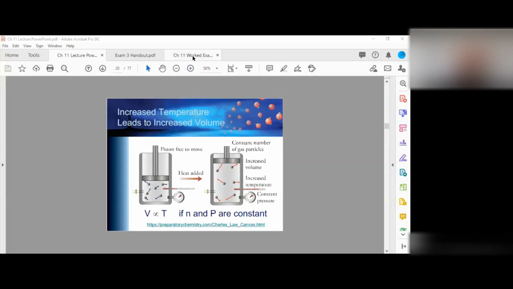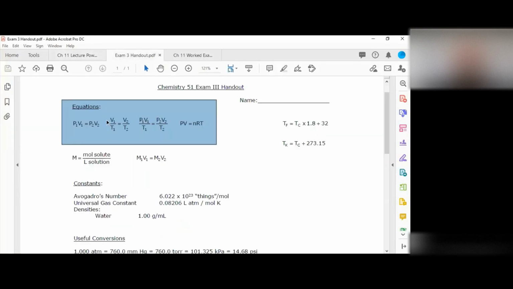What's the numerical equation? Well, the numerical equation is the second one. That is V1 over T1 equals V2 over T2. We already said what 1 and 2 are. 1 is before the change, 2 is after the change. And the relationship between pressure and volume is that they are inversely proportional to each other. One increases, the second decreases. While volume and temperature are directly related to each other.